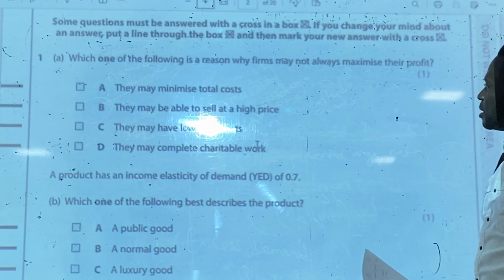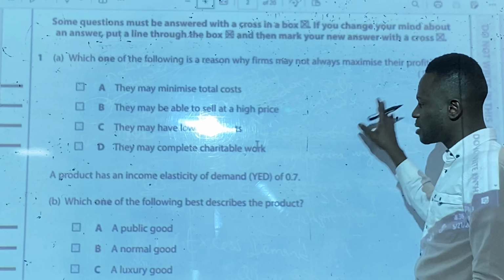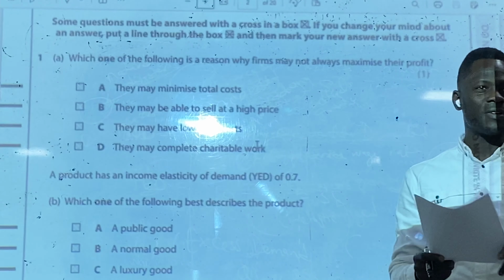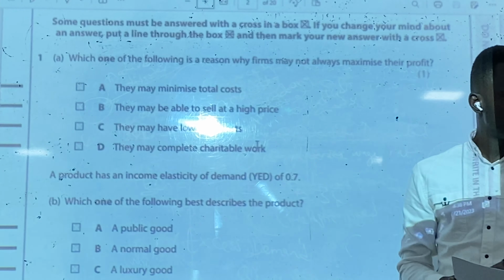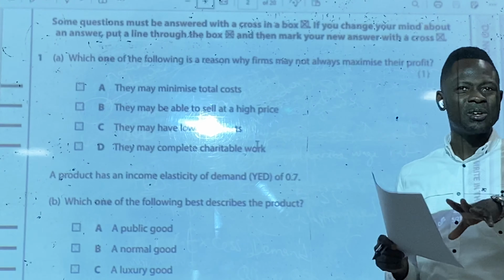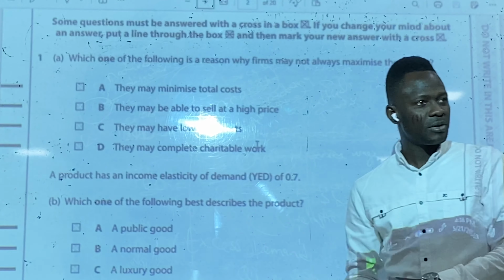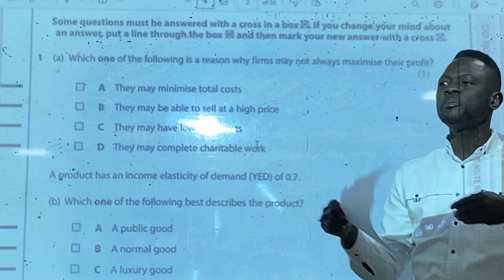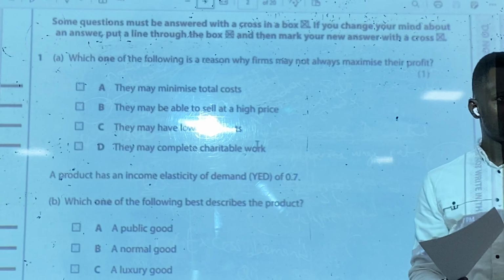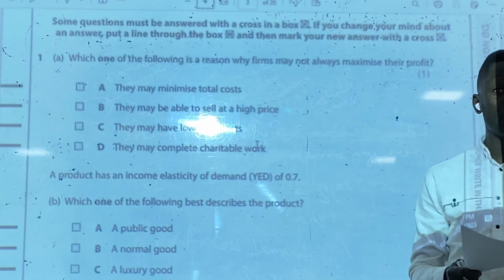The first question says, which one of the following is the reason why firms do not always maximize their profits? Profit maximization is the aim of any business. So a business that is not going to maximize profit would be a business that does not have profit as its objective. It's going to be a non-profit making organization. Every business except for a non-profit making organization would want to maximize profit.